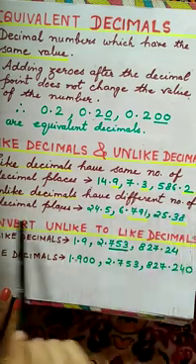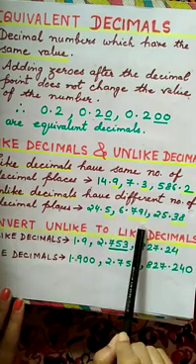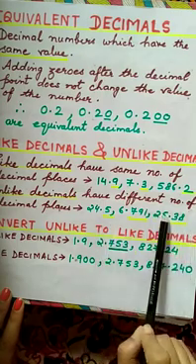Unlike decimals have a different number of decimal places. Here we have one place. Here we have 3 places. Here we have 2 places. So they are different. Therefore they are unlike decimals.